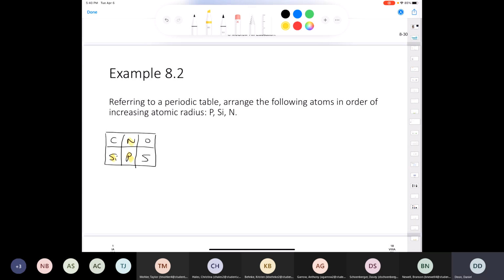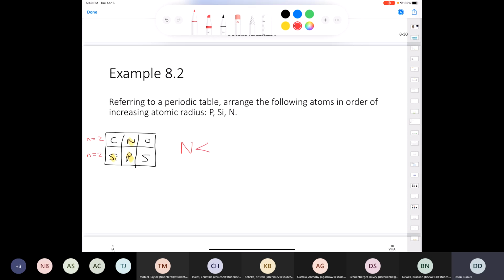There's one that would be significantly smaller. Yeah, thanks, Branson. You're absolutely correct. Nitrogen is going to be significantly smaller, right? Because the highest principal quantum number for the second period is n equals 2, and then here we have n equals 3. So the smallest one will be nitrogen.